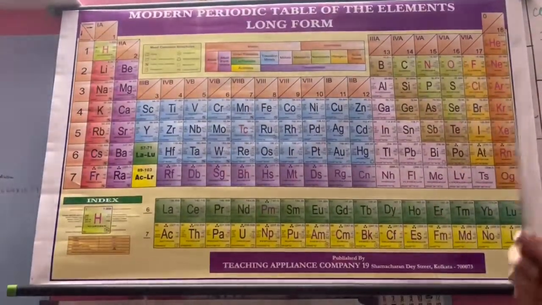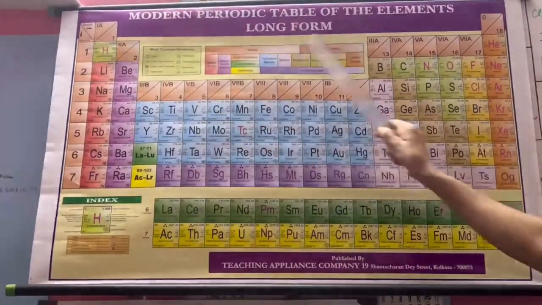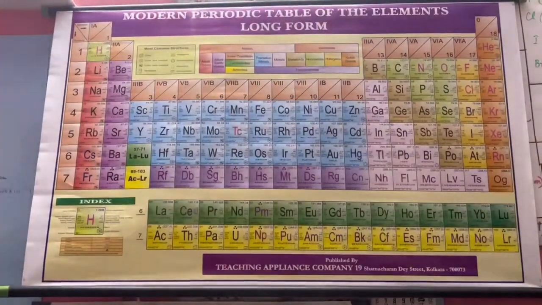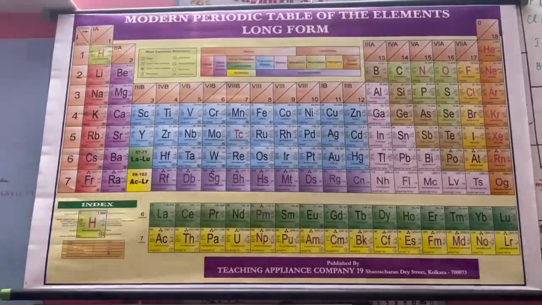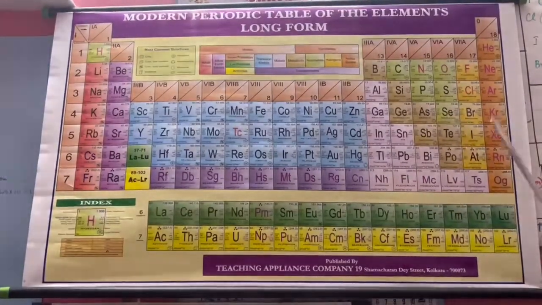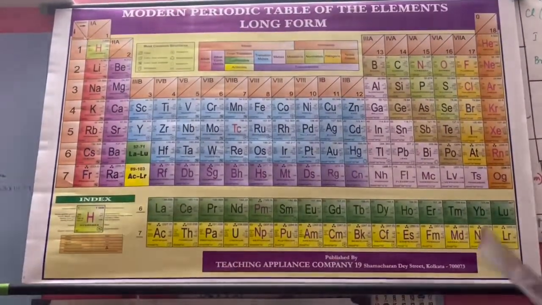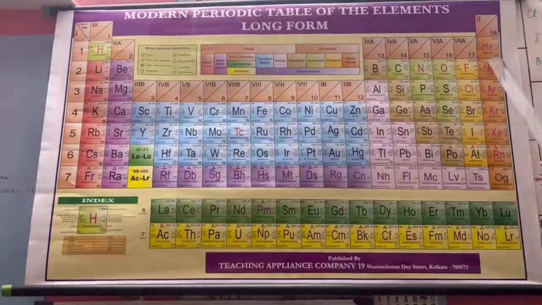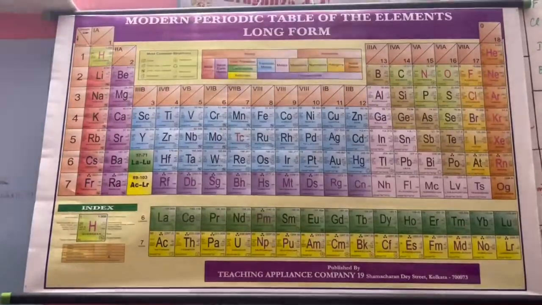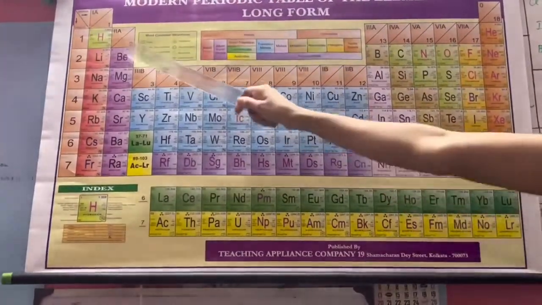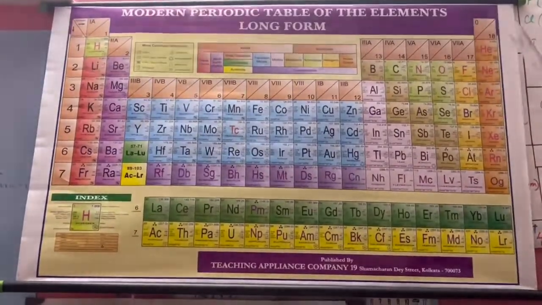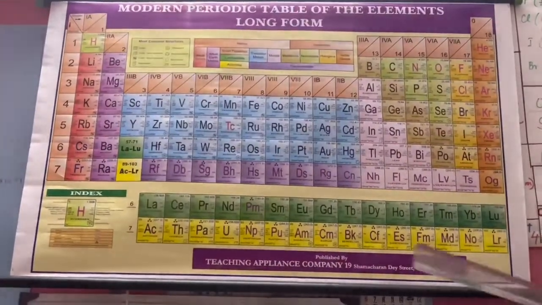Now the horizontal rows. Horizontal means this side. There are 7 horizontal rows which are called periods. So there are 7 periods in the modern periodic table. Period 1 just consists of 2 elements, that is hydrogen, and right across there's nothing in between, and then we have helium.